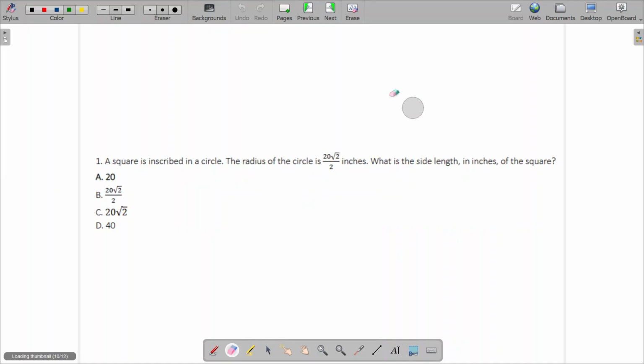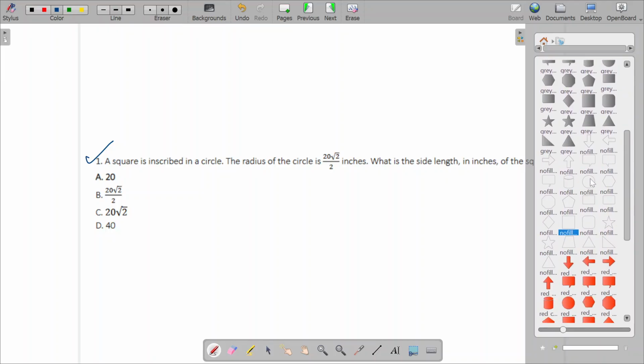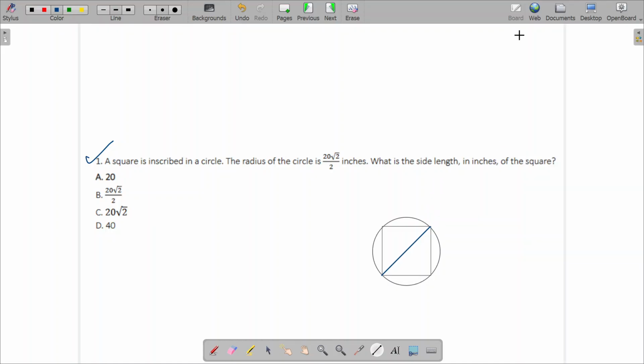Now let's practice some questions. In this question, it is given that a square is inscribed in a circle. There is a circle and a square inside the circle. Remember, whenever a square is inscribed in a circle, the diagonal of the square is equal to the diameter. That was the case that we studied just now.